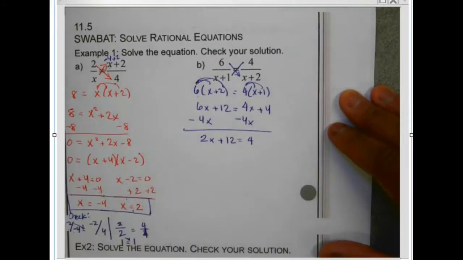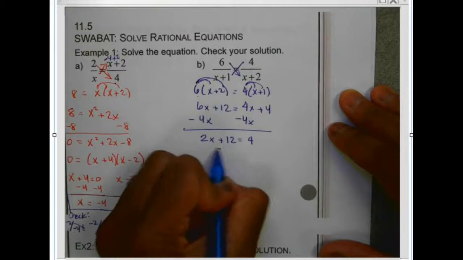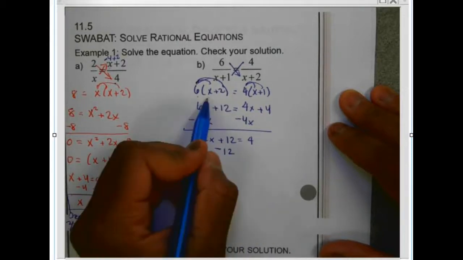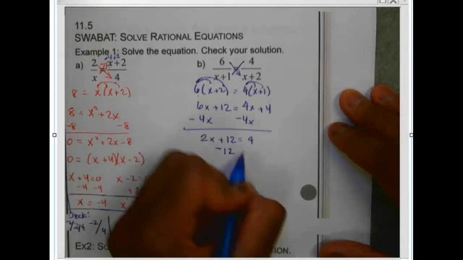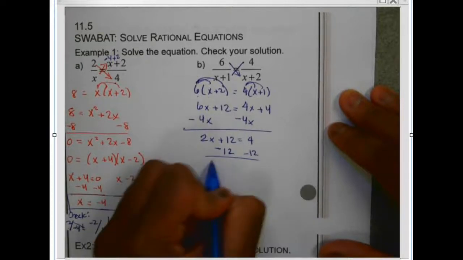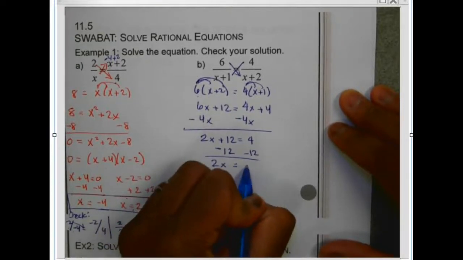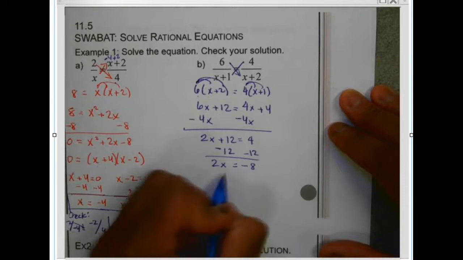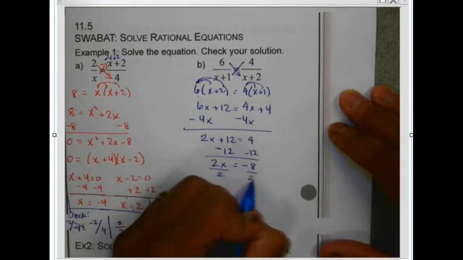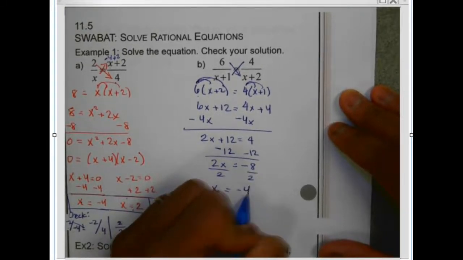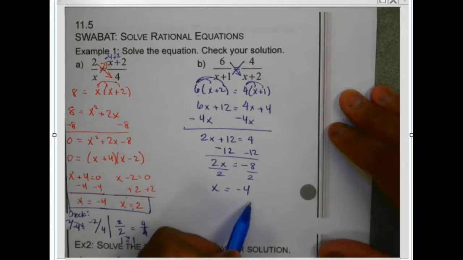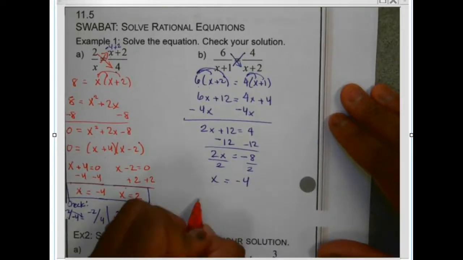I want to get x by itself. Notice for this one I didn't factor because I didn't have a degree of 2 here. It was just regular old x. So I'm subtracting 12, and I have 2x is equal to negative 8. Divide both sides by 2. x is equal to negative 4. Can I box it? Heck no, techno. I want to check it first.